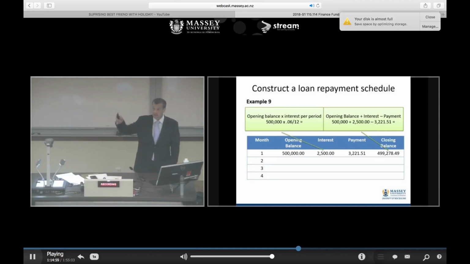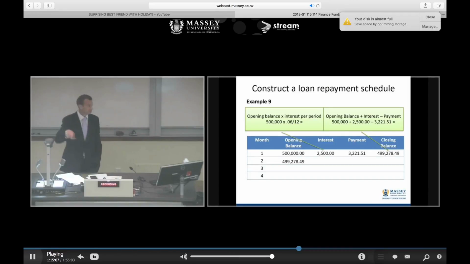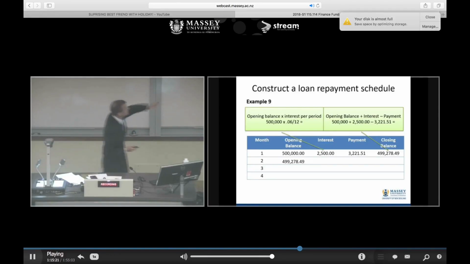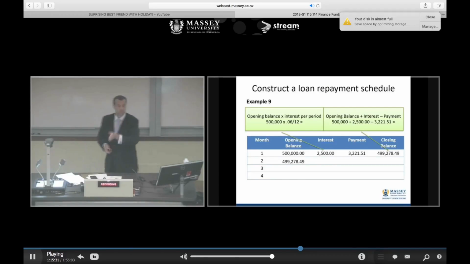The closing balance in the first month becomes the opening balance in the second month, because we're only talking about, tick over midnight, and that becomes the beginning of the next month. And we go through the same process. And this is where you should be able to see that the bank is now actually earning a little bit less in the second month, because we take the opening balance, which is now slightly smaller. It's only $499,278 now, and we multiply that figure by 0.06 divided by 12.